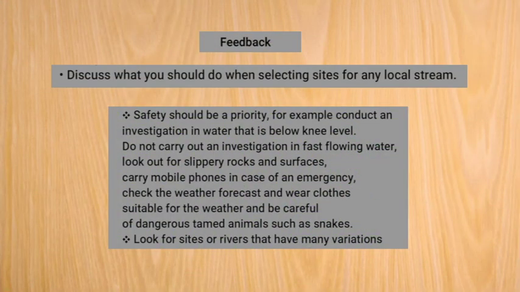Discuss what safety measures you should take when selecting sites for investigation at a local stream. Safety should be a priority. For example, conduct the investigation in water that is below knee level. Do not carry out an investigation in fast-flowing water. Look out for slippery rocks and surfaces. Carry a mobile cell phone in case of an emergency. Check the weather forecast and wear clothes suitable for the weather. And be careful of dangerous animals such as snakes. Look for sites or rivers that have many variations.